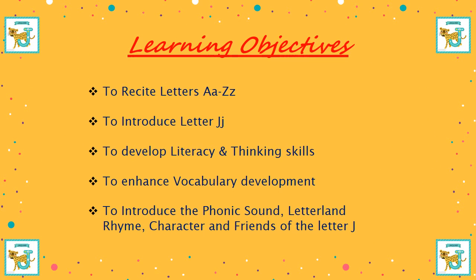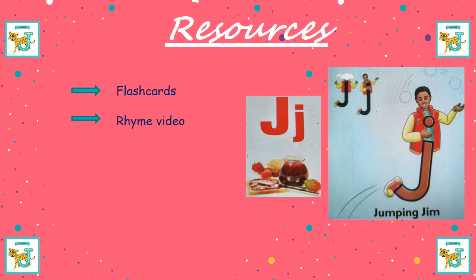The learning objectives for the activity are to recite letters A to Z, to introduce letter J, to develop literacy and thinking skills, to enhance vocabulary development, and to introduce the phonic sound, literal and rhyme, character and friends of letter J. The resources that we need for the activity are flashcards and rhyme video.